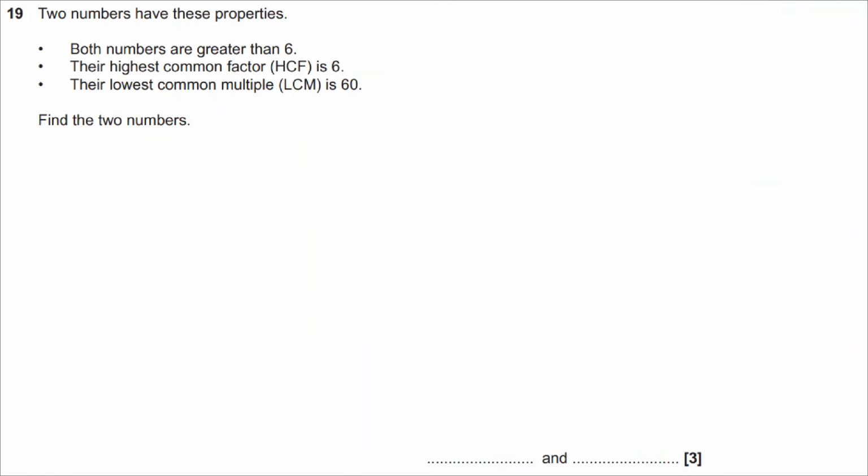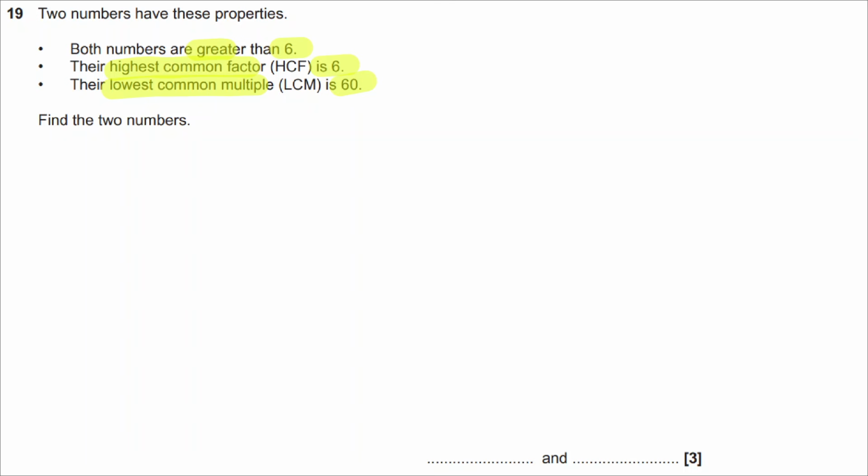Okay. Question 19. Interesting question by looking at it. The numbers have these properties. Both numbers are bigger than 7, so that one's probably quite explanatory. They're going to be bigger than 6, like 7, 8, 9, 10, 11, and so on. The highest common factor is 6, so the biggest number that goes into both numbers is 6, and the lowest common multiple of the numbers is 60. Find the two numbers.